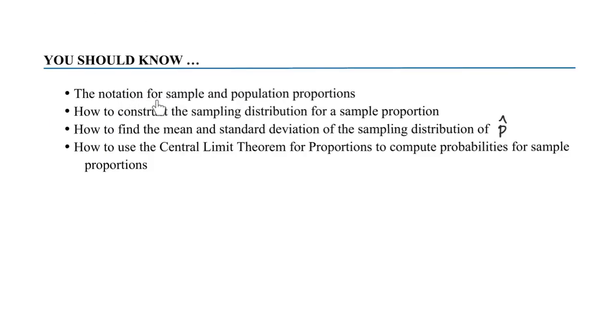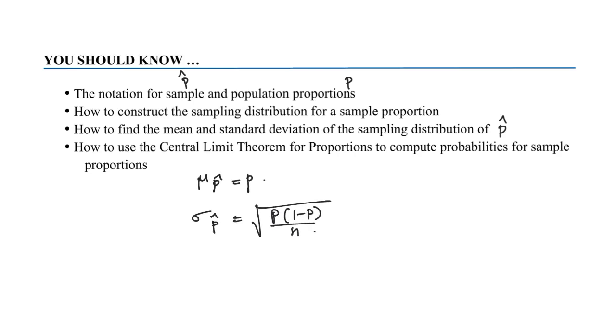Now you should know the notation for sample and population proportion, and how to construct the sampling distribution for the sample proportion, how to find the mean and standard deviation of the sampling distribution of p cap, how to use the central limit theorem for proportion to compute the probabilities for sample proportions. Sample proportion is denoted by p cap and population proportion is denoted by p. And the mean of the sample proportion is equal to the population proportion, and the standard deviation of the sample proportion is equal to the square root of p times 1 minus p divided by n.